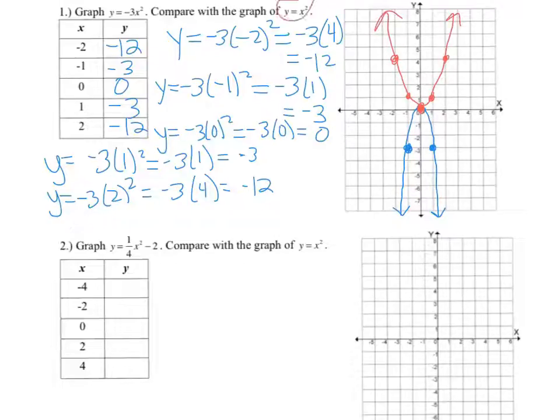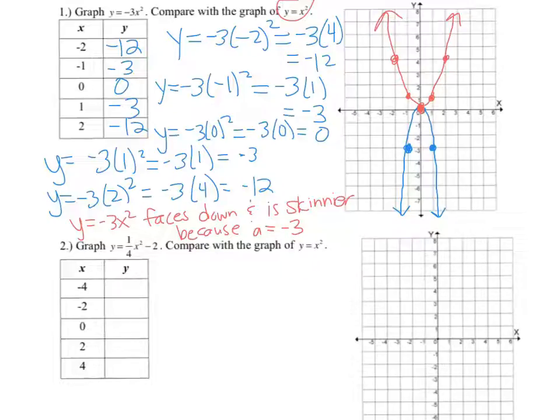So here's the parent function y equals x squared. And so if we're going to compare the two, what you should first notice is that our parabola is face down. So y equals negative 3x squared faces down and is skinnier, all because of that a value. So the fact that a is negative makes it face down, and then the fact that it's a 3 makes it skinnier.